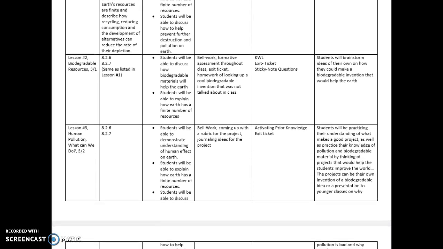So the next day, I'm going to talk to them about biodegradable resources. They're going to do an exit ticket, as well as they'll have homework for looking up cool biodegradable inventions that have been recent that they could possibly make. And then at the end of class, I'm going to give them time to brainstorm their own ideas of what cool biodegradable invention that they could come up with that would help the Earth. So that's starting to get into the inquiry-based, and during lesson 3, I kind of bring out the whole project.